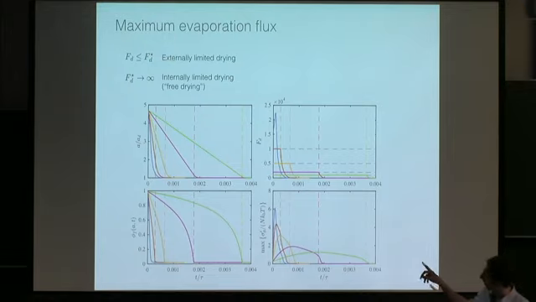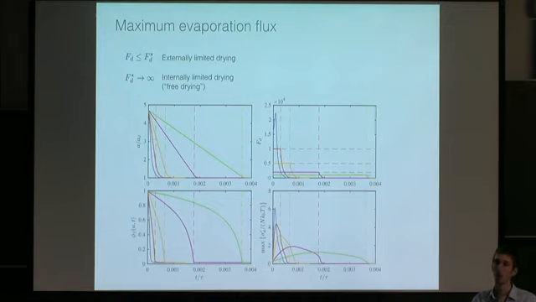So the upper left-hand plot, I'm not going to talk about the other ones, is showing you the radius as a function of time for different evaporation fluxes. And what we see is that you get this linear regime, which is basically the slope is exactly the evaporation flux because it's swelling as quickly as it can based on this limit.